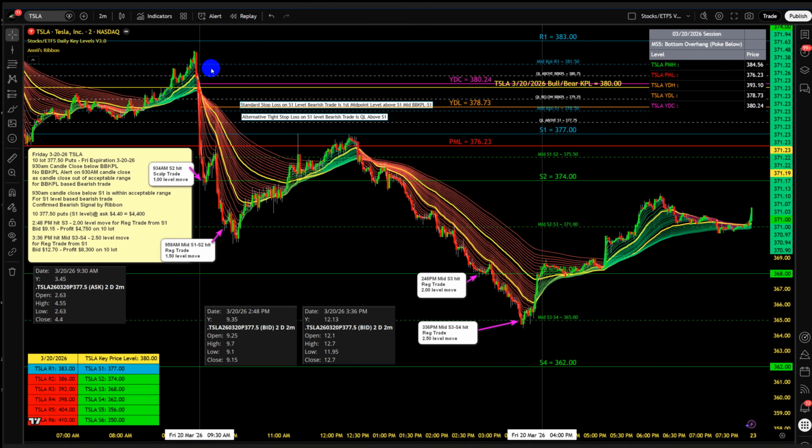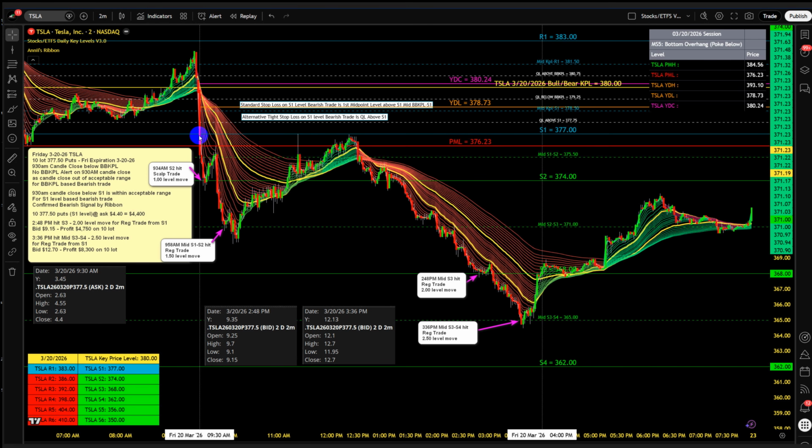However, we have no label here for the 9:30 opening candle BBKPL bearish, and that is because this is outside of the acceptable range, so the acceptable range filter keeps the label from coming up. So this is not a trade off of the bull bear KPL on this 9:30 a.m. opening candle. As you can see, the candle does close below, and we also have the red ribbon, and we also have this candle closing below the two thicker moving averages of the ribbon as well.